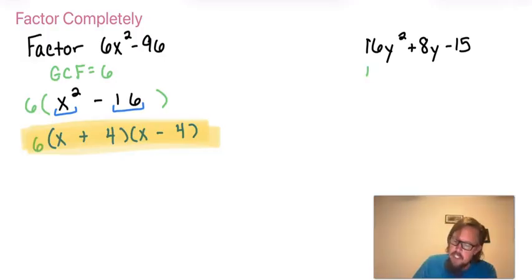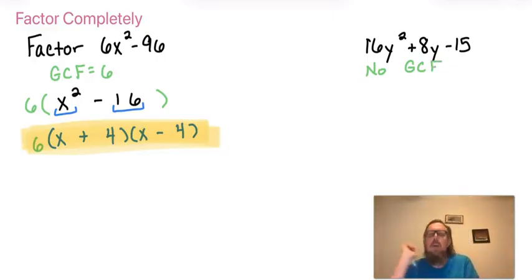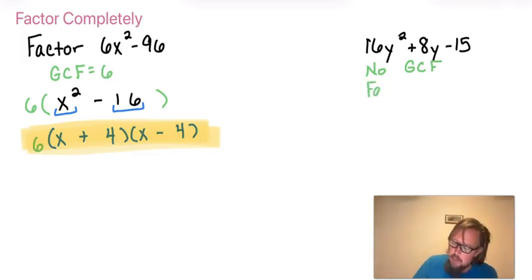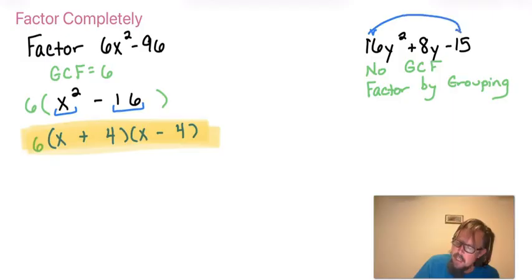First thing we look for is a GCF, and there's not one. No GCF. Then we want to look and see if there's a shortcut. A shortcut means, could this possibly be perfect squares? 16y squared is a perfect square. 15 is not. And so we're going to factor by grouping. Factor by grouping means we need to write this so that it has 4 terms. And 4 terms means we take the first term and we multiply by the last term. So 16 times negative 15.